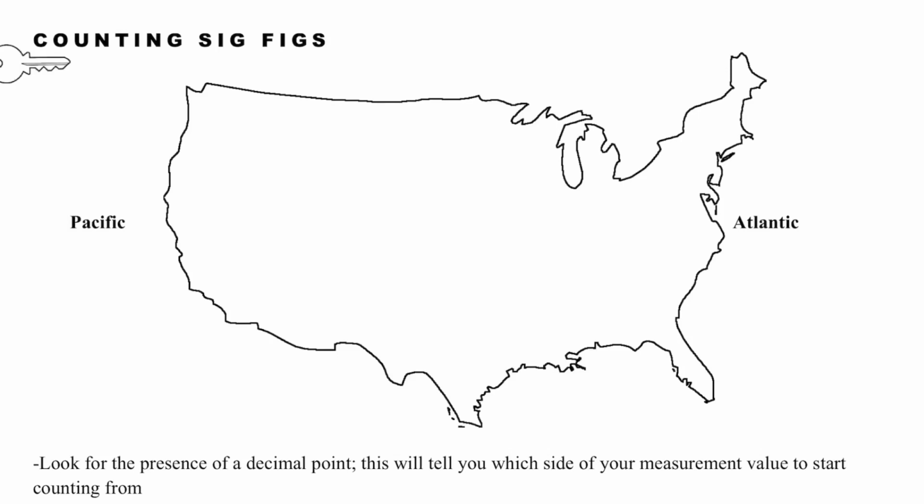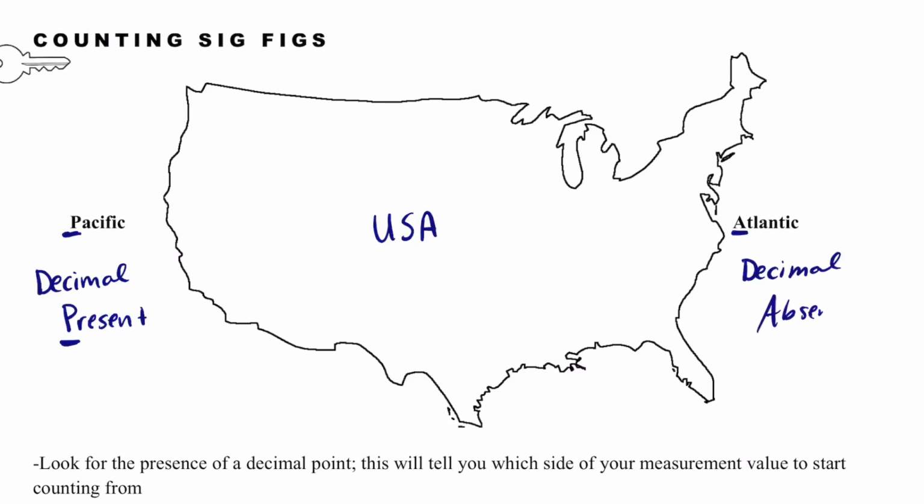So we have the wonderful United States. We have our Pacific Ocean, and we have our Atlantic Ocean. For the purpose of significant figures, we're going to call this the decimal present ocean. Okay, so hopefully you see the P's are lined up there. And then over here, we're going to call this the decimal absent ocean.